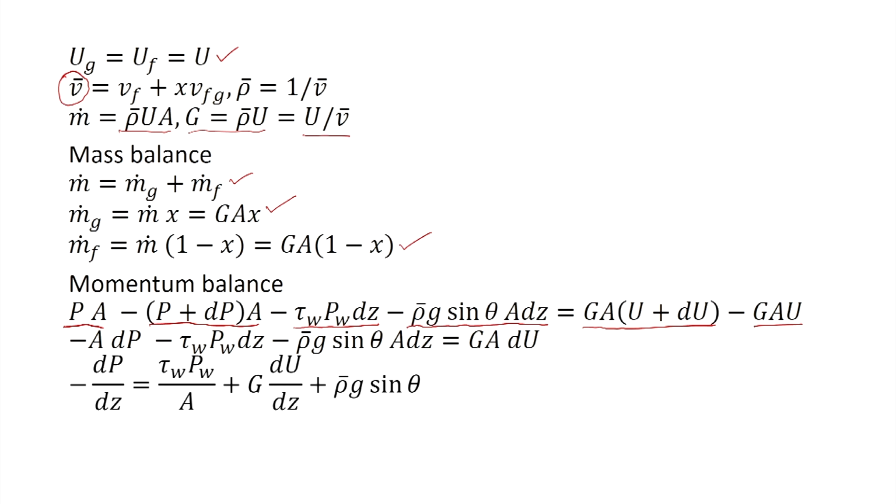So, P A and P A get cancelled on the left hand side. So, we get minus A dP, and on the right hand side G A u gets cancelled. So, we are left with G A du. Now, we divide all the terms by A dz, which is the volume of the element. So, we get dP by dz, and we take all the other terms to the right hand side. So, the first term is tau w P w by A, then G du by dz, and then rho bar g sin theta.